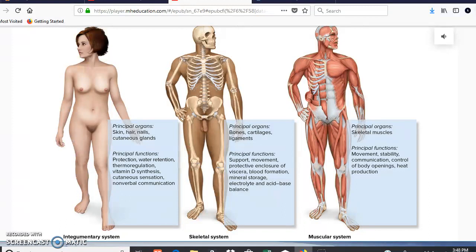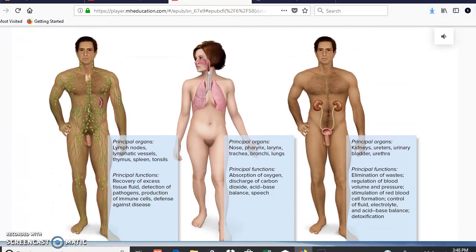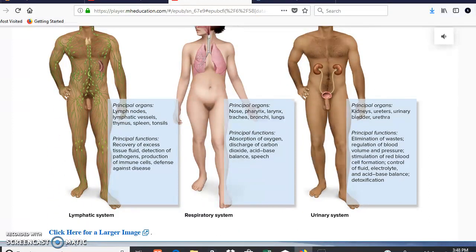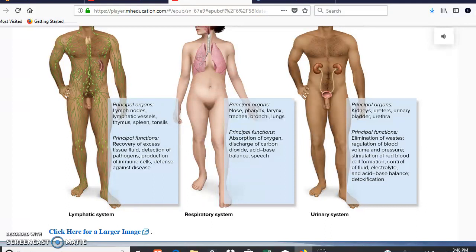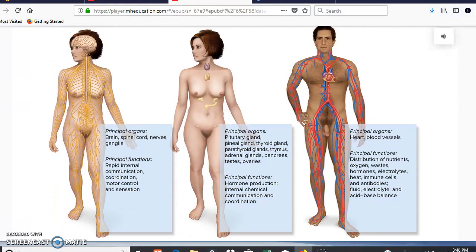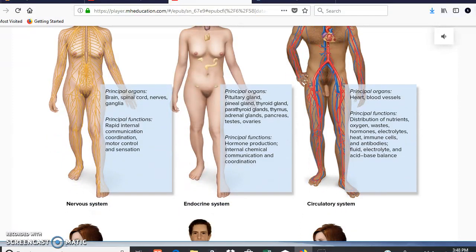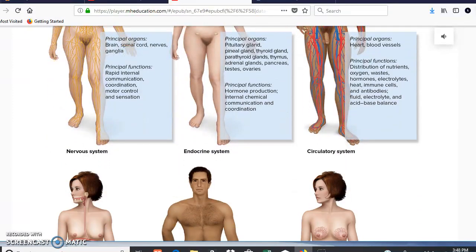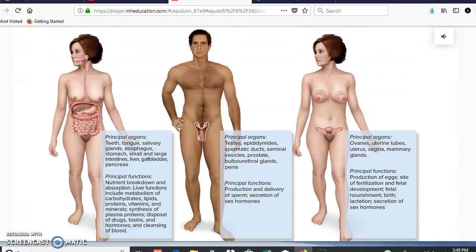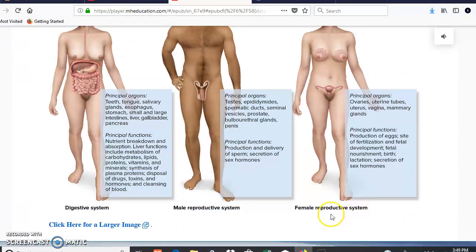So you also have the skeletal system, muscular system. You have the lymphatic system. In the lymphatic system, you have organs such as, for example, the lymph nodes. Respiratory system, you have the lungs. Urinary system, the kidneys. Nervous system, the nerves and the brain, for example. Okay, so you can see there, the endocrine system is going to be the glands. You have down there the urinary system and the male reproductive system. Right, digestive system, you have stomach, intestines.